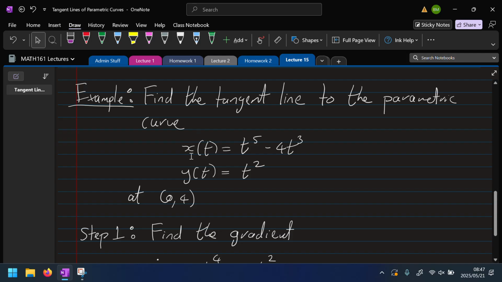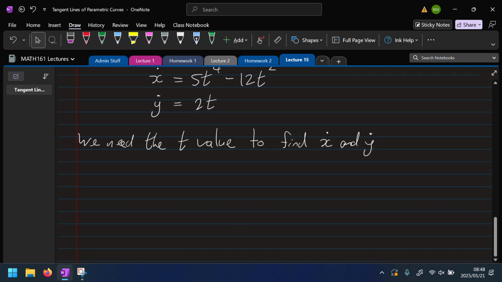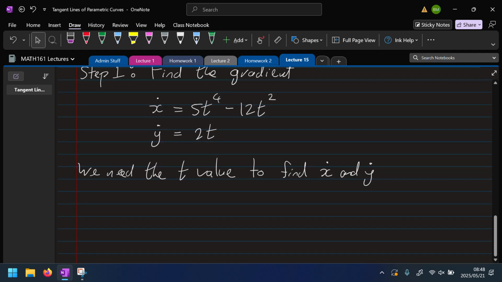Well, we're given the equations for x and y, and we're given the point that we're interested in. So from the point, we can see that x will be 0 and y will be 4. We can substitute x is 0, y is 4 into the parametric curve equations and solve for t. Once we have t, we can then find the gradient. So we know that x must be 0, so we have t to the 5 minus 4t cubed is 0. That's from the point.